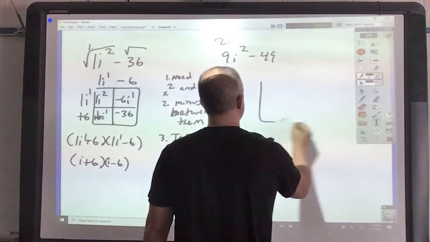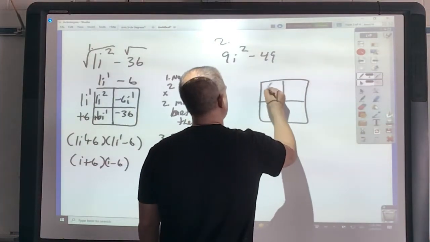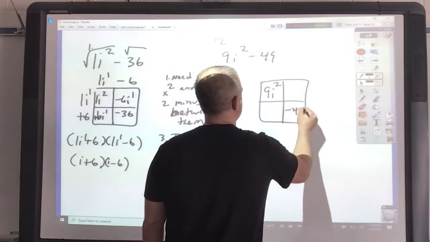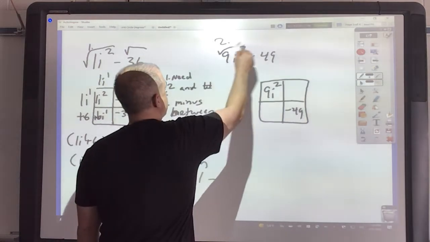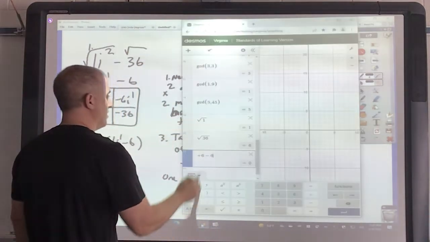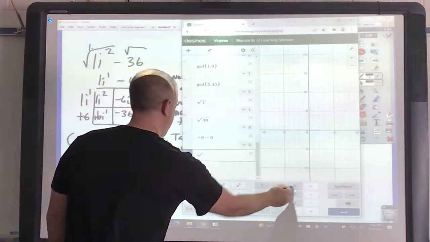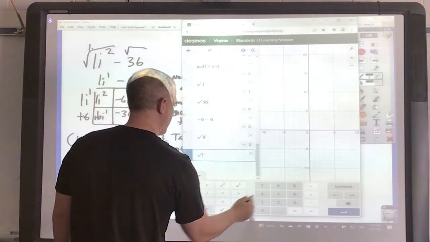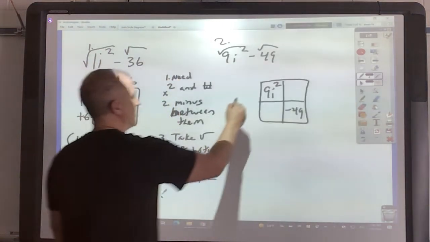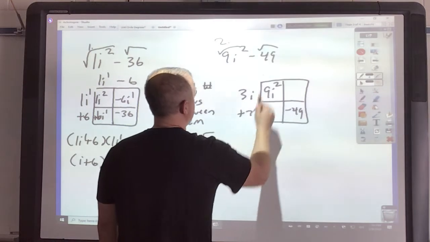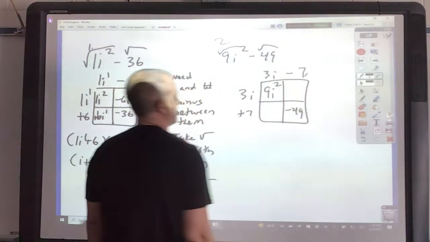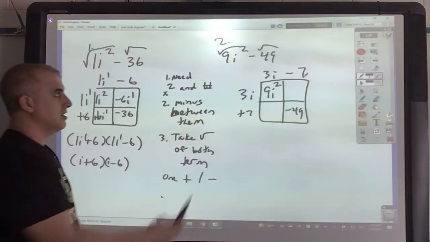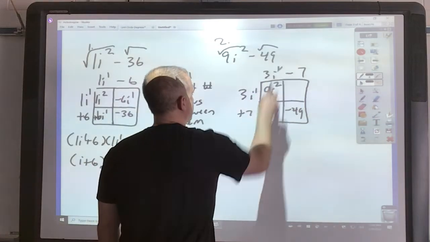So what I want to do, boom, boom, 9i squared minus 49, okay? Very simply, I'm going to take the square root of these, okay? So square root of 9 is 3, square root of 49 is 7. So 3i plus 7, 3i minus 7. Okay, that's all you have to do. Just lay that out. If you want to do the first, that's fine.